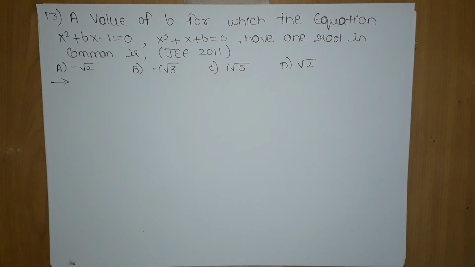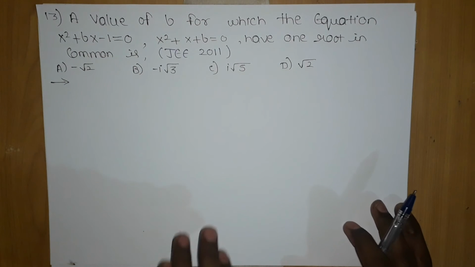It is asked again in 2011. A value of b for which the equation x square plus bx minus 1 equal to 0 and x square plus x plus b equal to 0 have one root in common is: A, minus root 2; B, minus iota root 3; C, iota root 5; D, root 2. Now how can we proceed?